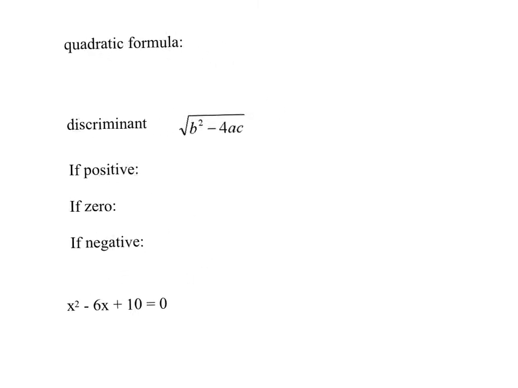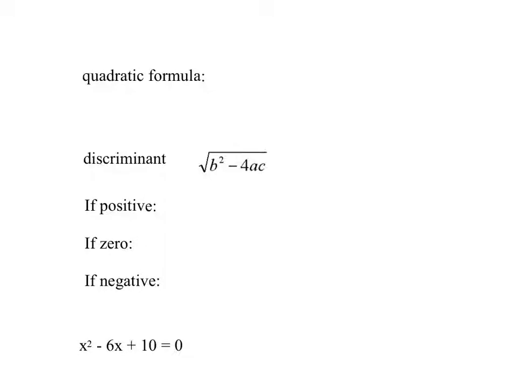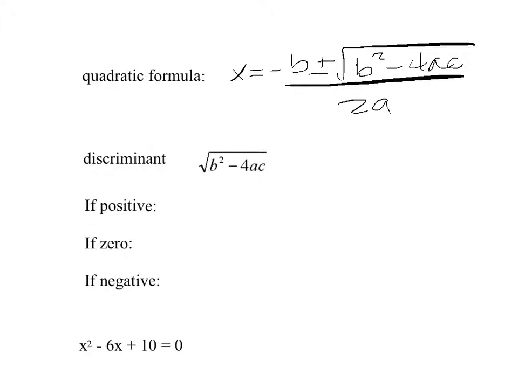Now, this is a big word, discriminant, and basically it's describing a part of the quadratic formula. So let's just remember the quadratic formula. It was x equals negative b plus or minus the square root of b squared minus 4ac all over 2a. Now the discriminant is the part of the square root business.